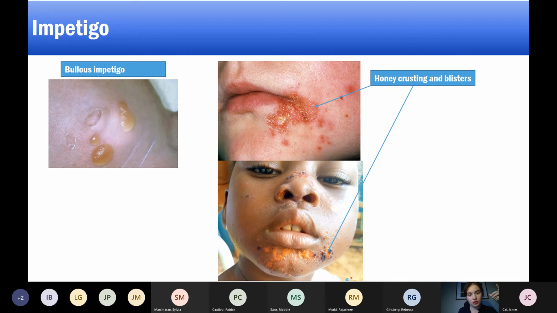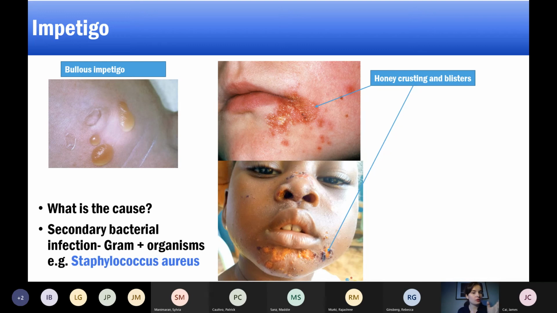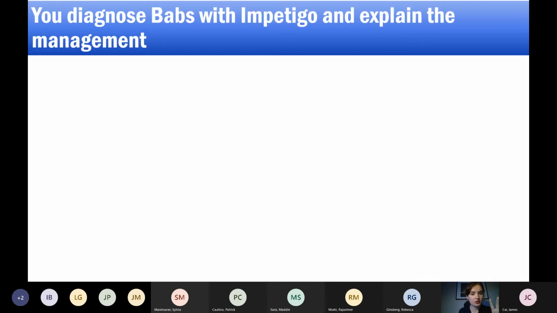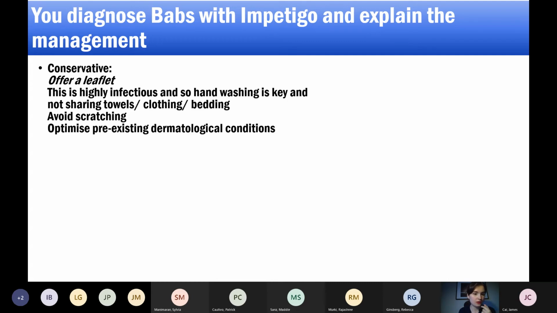And if this has triggered anything for anyone, I'll give you the causative organism. It's Staphylococcus aureus. In any child who has eczema or any kind of break in the skin, they can get a secondary infection with staph. And so it causes this quite characteristic rash. And so how would we manage a staphylococcal skin infection?